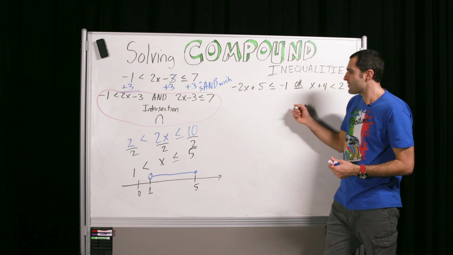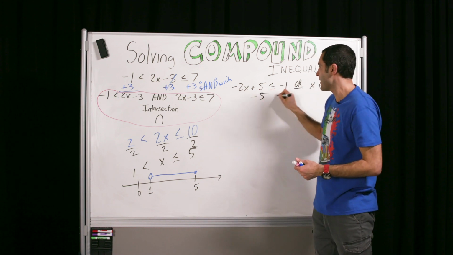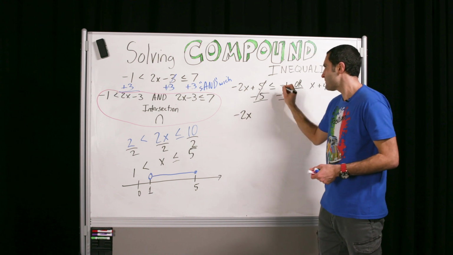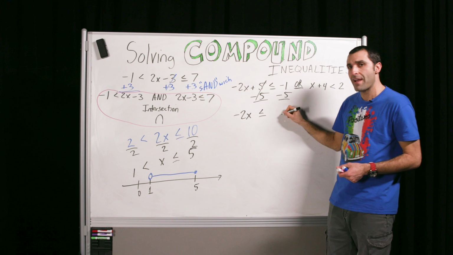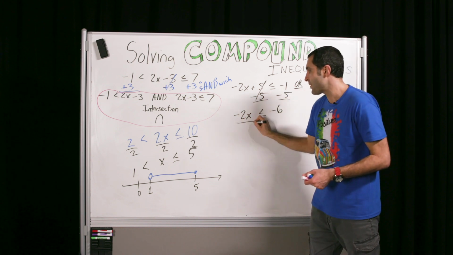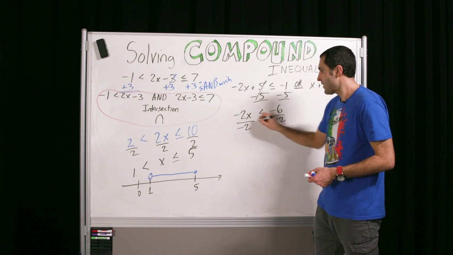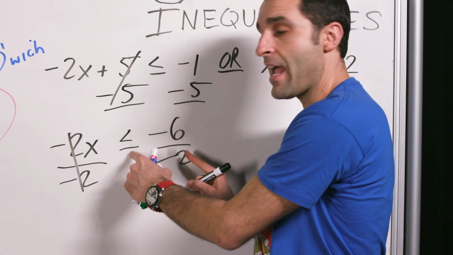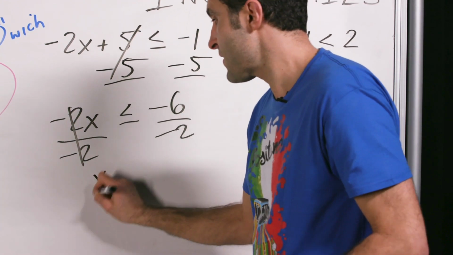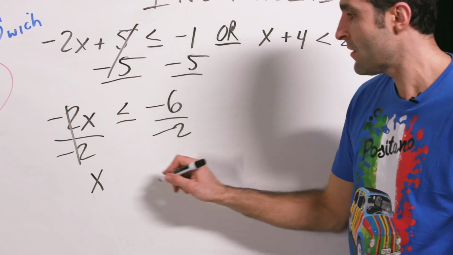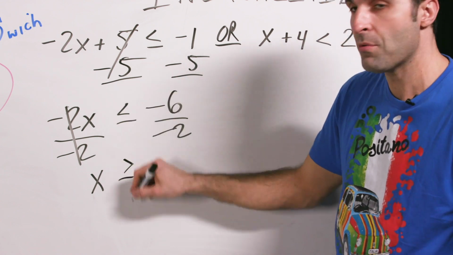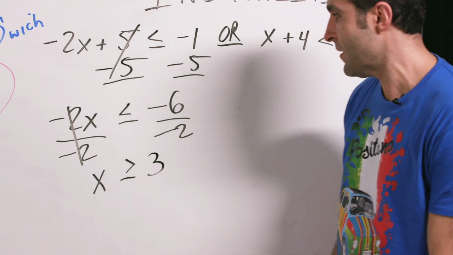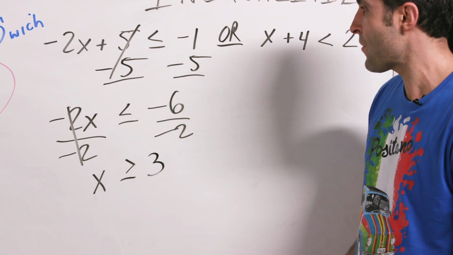That's the idea. So let's go ahead and subtract 5, solving for x: negative 2x less than or equal to negative 1 minus 5, negative 6. Divide both sides by negative 2. Whenever dividing both sides of an inequality by a negative, this sign flips. There's a video on solving inequalities. You could check that out, and you could see why. There's an intuitive proof as to why that happens. So negative 6 over negative 2 is 3. So we have x greater than 3.